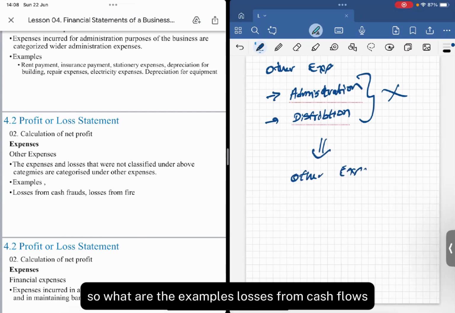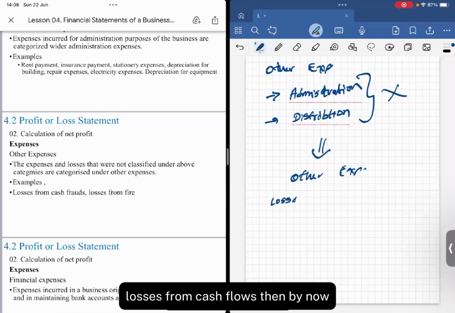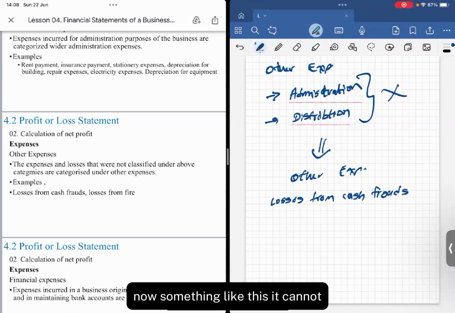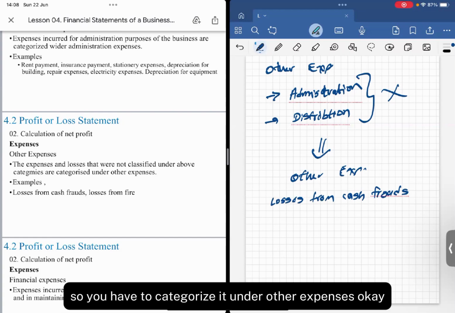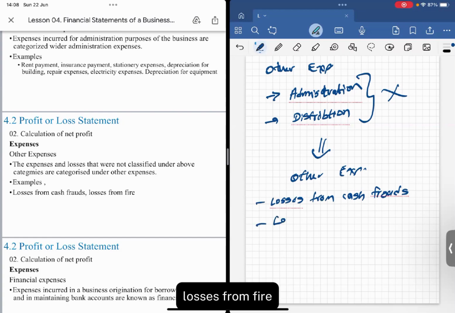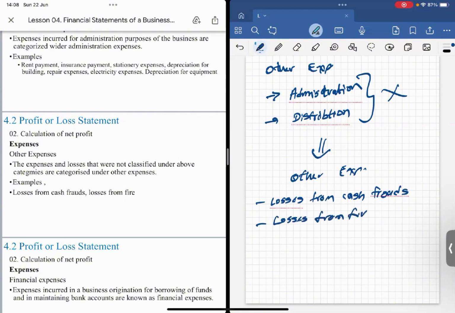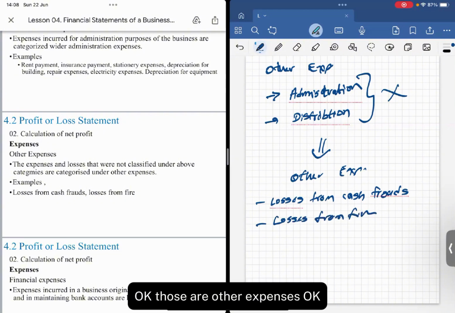Losses from cash flows. Now, something like this cannot be categorized under either administration or distribution, so you have to categorize it under other expenses. Okay, losses from fire. Okay, those are other expenses.